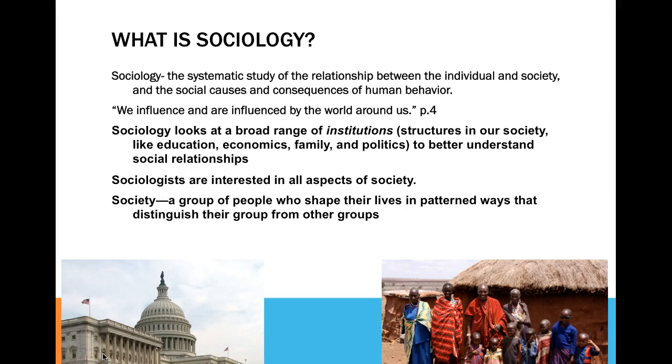For example, a sociologist would look at crime and they would say, what are the social causes of that? What is causing individuals to commit crime? Is it something about the way that they're socialized? Is it something about the type of people that they hang around with? What are the reasons? And then we would look at the consequences of that. So, what happens when an individual commits crime? What sort of effect does that have on the rest of society?